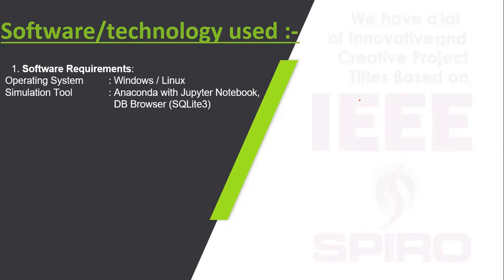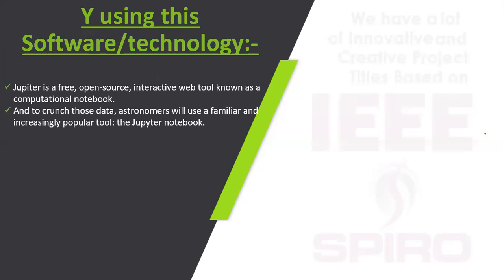Software and technology used. Here we use Anaconda Navigator with Jupyter Notebook, then DB Browser, the database browser, for viewing SQLite. Why use this software? Jupyter is a free, open source, interactive web tool. And DB Browser is also for viewing databases.